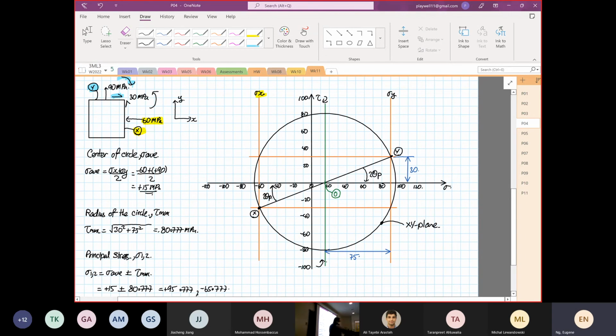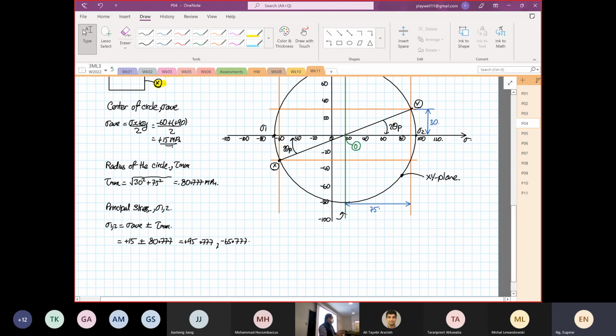From point Y to stress 1 and stress 2, so I'm going to label this stress 1. I'm going to label this stress 2. So from point Y to stress 2 and point X to stress 1, the angle is the same, yes, and the rotation direction is the same. Are we clear? So either from point X to stress 1 or point Y to stress 2, the values will be the same. The orientation will also be the same.